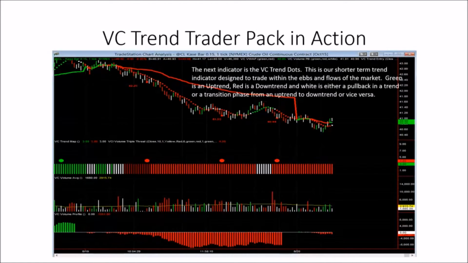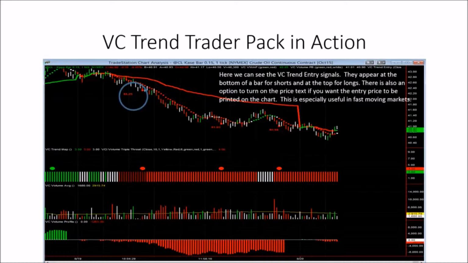The next indicator is the VC trend dots. This is our shorter term indicator designed to trade within the ebbs and flows of the market. Green is an uptrend, red is a downtrend, and white is either a pullback in a trend or a transition phase from an uptrend to a downtrend, or vice versa.